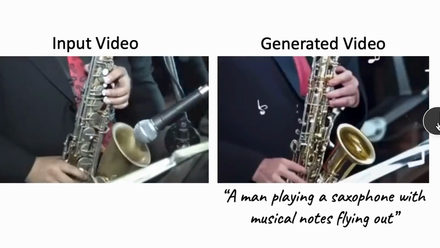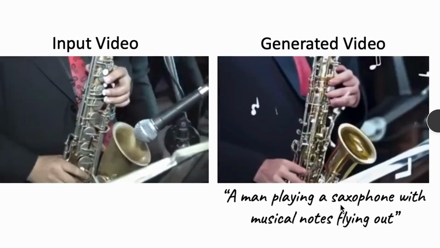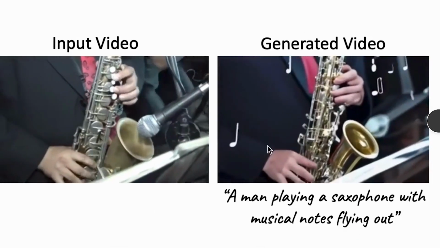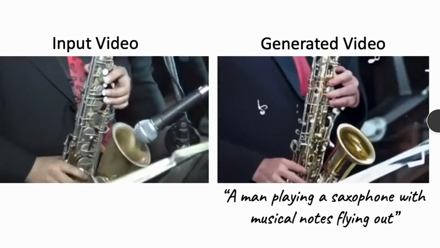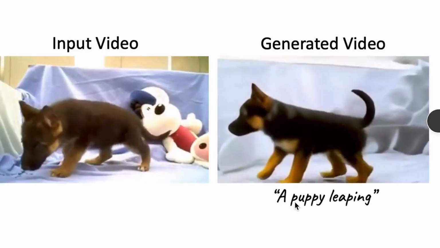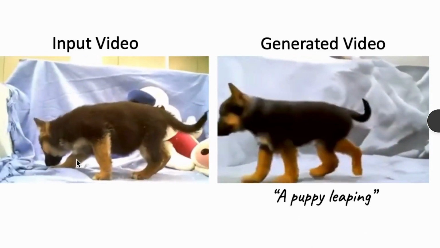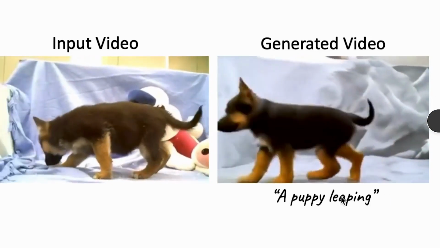So you can see multiple prompts. For example, from this input video, let's say a man playing a saxophone with musical notes flying out. So in this case now, it included the musical notes flying out, and you can see it directly from the generated video. So it's really next level. You can see the input video over here. The prompt now in this case is a puppy leaping, and you can see it is actually leaping from the provided video just by some addition of a basic prompt.